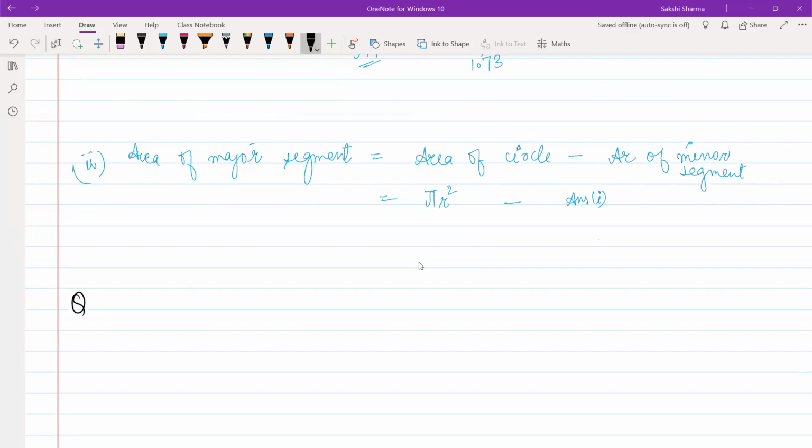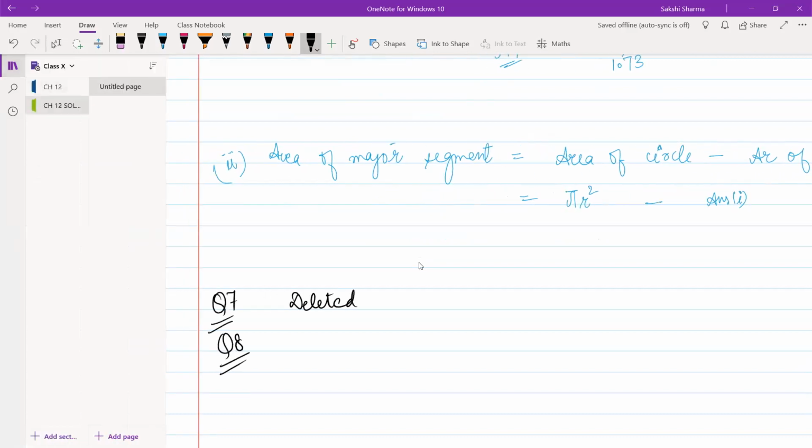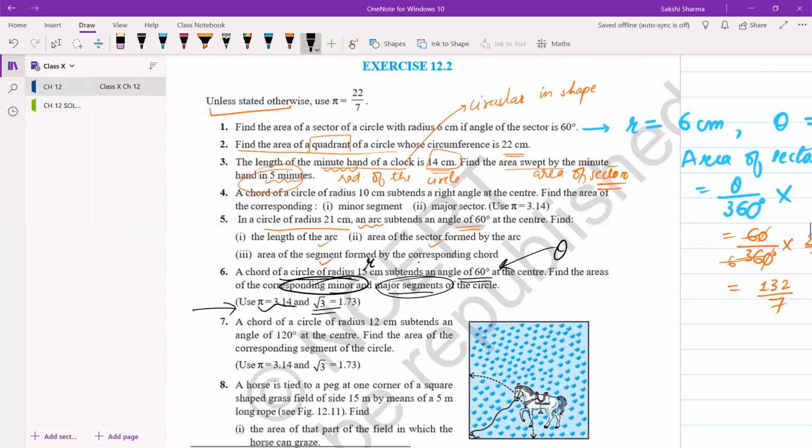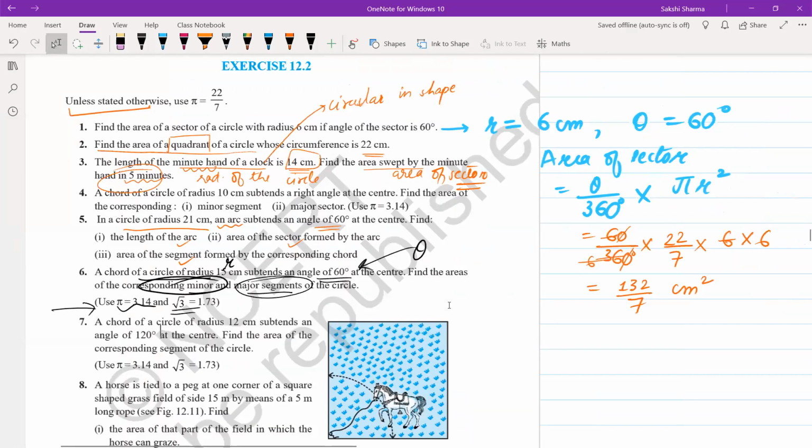Question number 7 is a problem with central angle as 120 degrees. So that one is deleted. Question number 8, important question. This can be asked in various ways now.